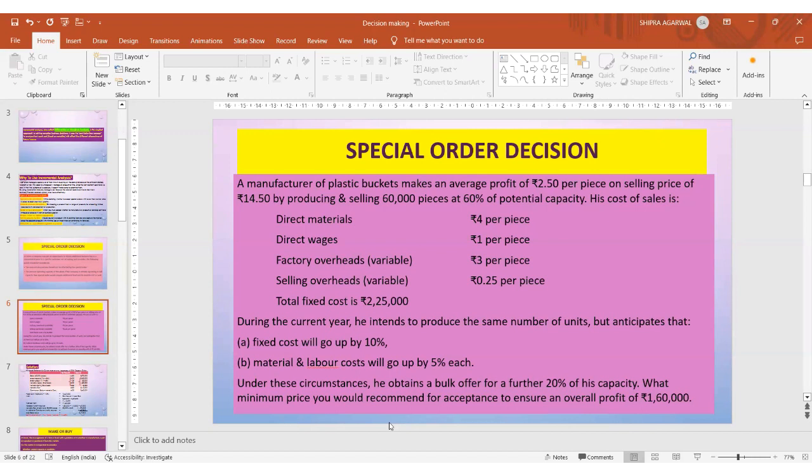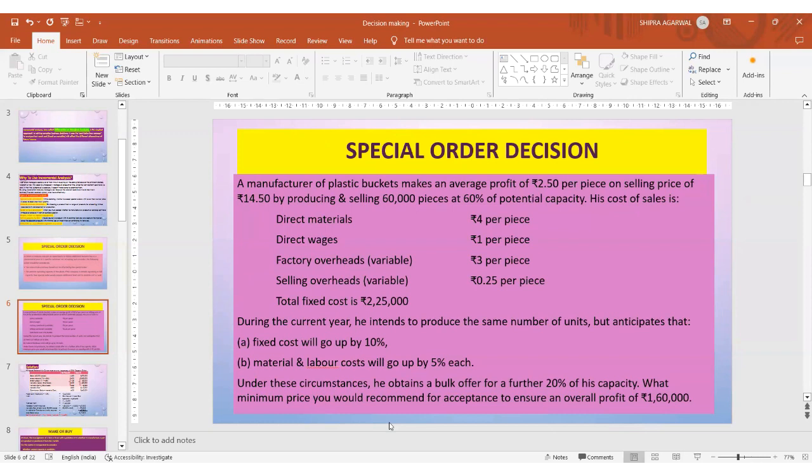Total fixed cost is 2,25,000. During the current year, he intends to produce the same number of units, but anticipates that fixed cost will go up by 10%, material and labor cost will go up by 5% each. Under these circumstances, he obtains a bulk offer for a further 20% of his capacity. What minimum price would you recommend for acceptance to ensure an overall profit of 1,60,000?